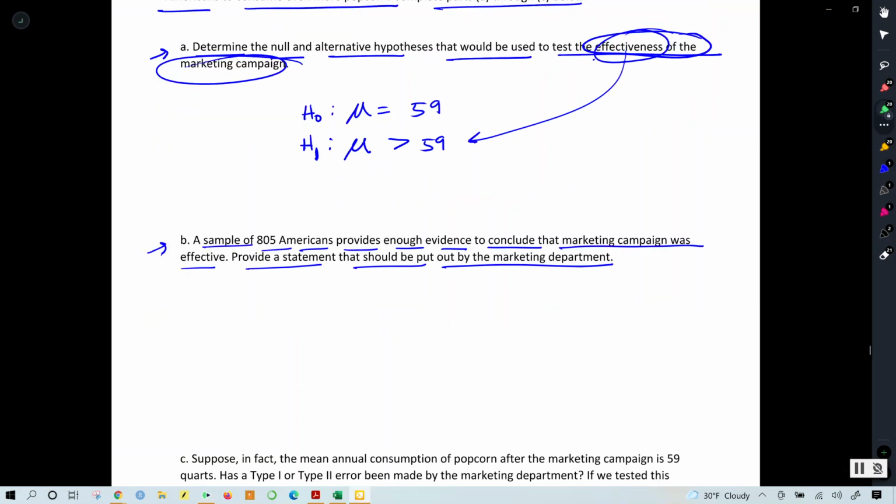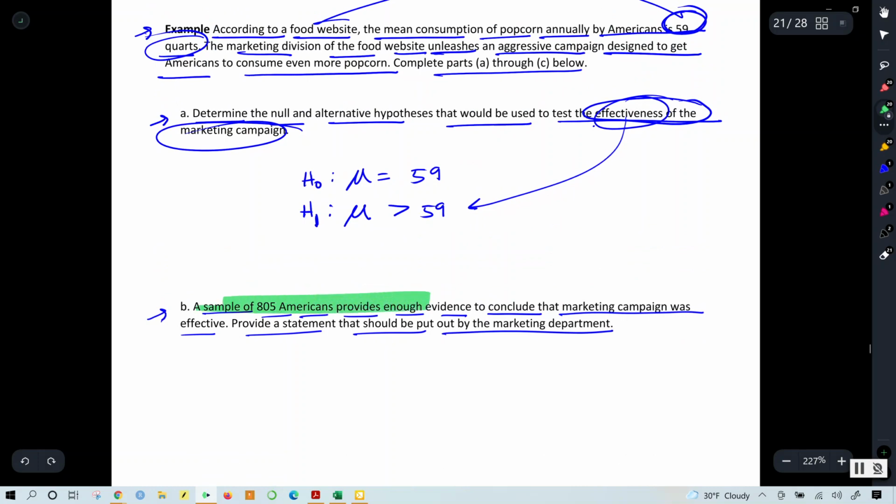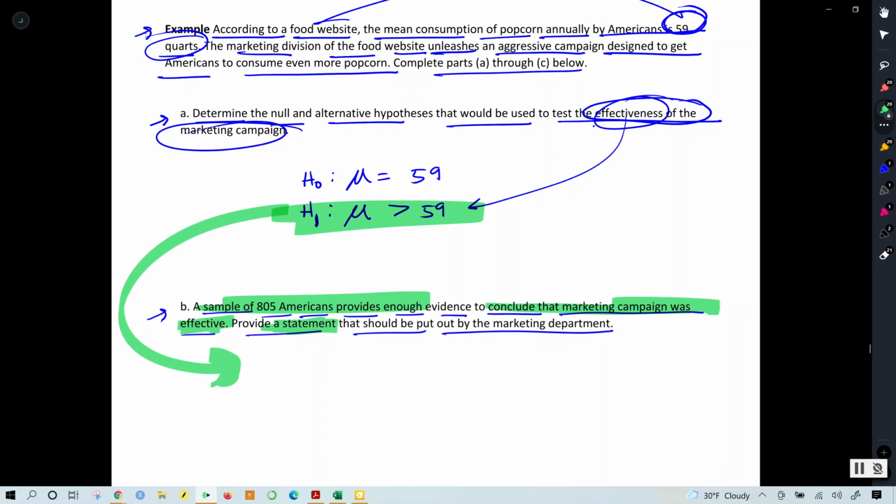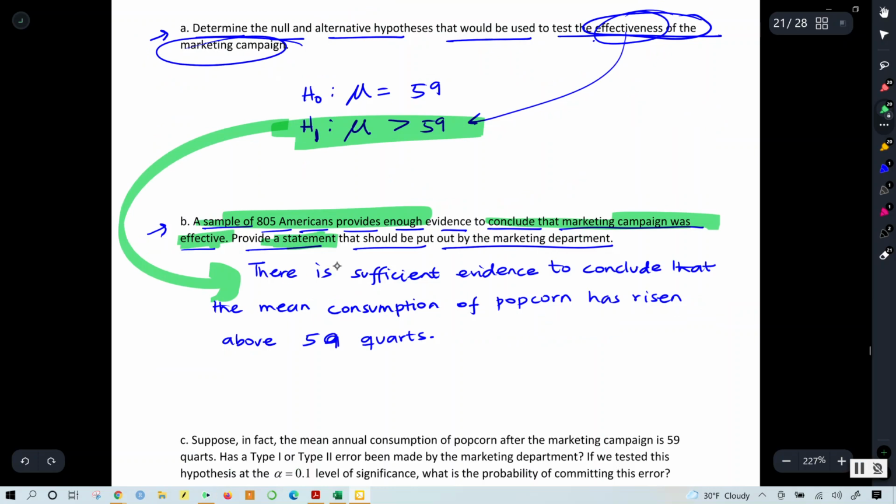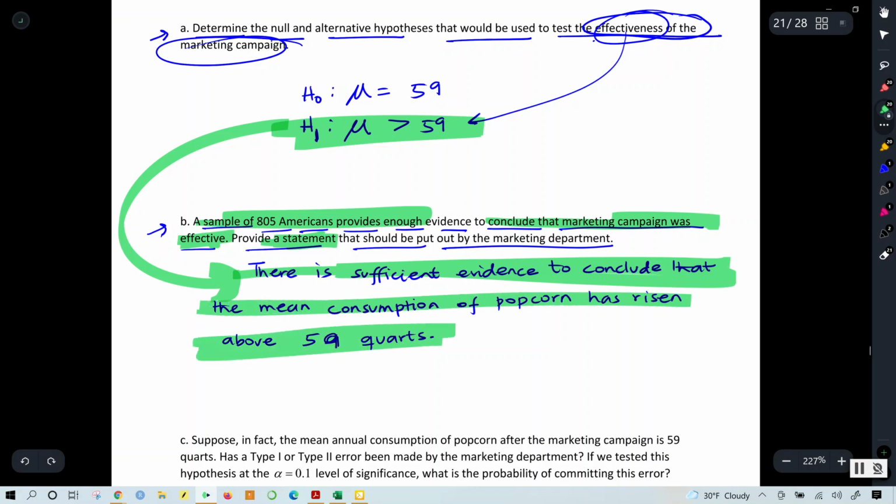Based on the description of this question, if the sample data provided by 805 Americans says that the marketing campaign was effective, an appropriate statement would be to say that there is sufficient evidence, that would be the kind of conclusion, to conclude that the mean consumption of popcorn has risen above 59 quarts. This can be written as follows. There is sufficient evidence to conclude that the mean consumption of popcorn has risen above 59 quarts.